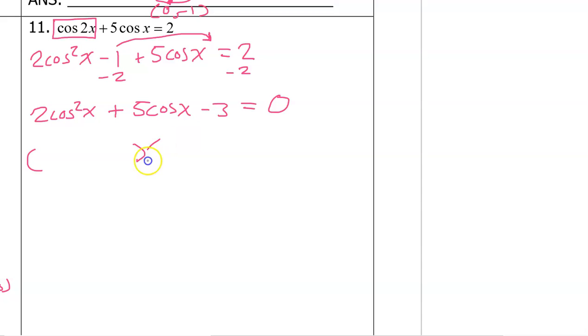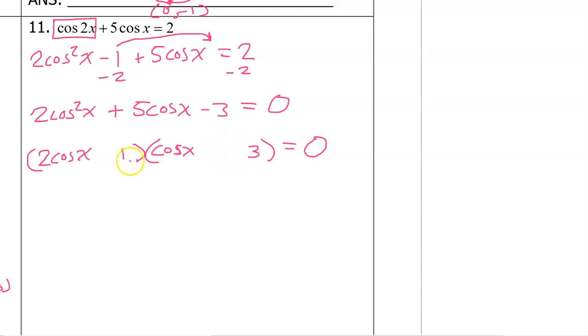This is a trinomial, so it will probably factor as a binomial times a binomial. Let's start with the first term, 2 cosine squared. This will only factor as 2 cosine x times cosine x, right? If we multiply these together, that makes 2 cosine squared. That's the only way to do it. Skip the middle for now. Look at the last term. Ignore the negative sign. The number 3 can only factor as 1 times 3.